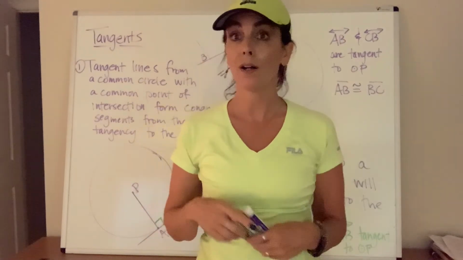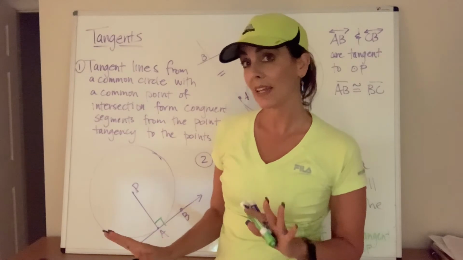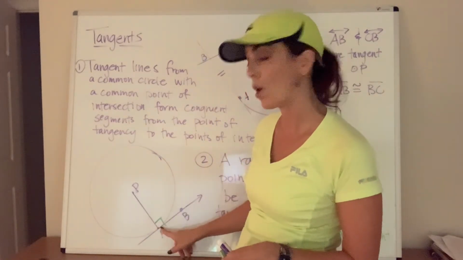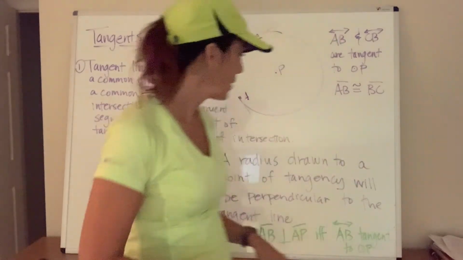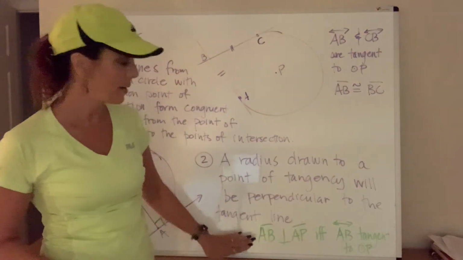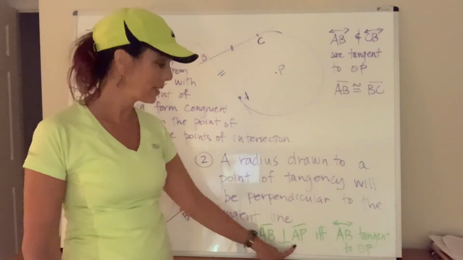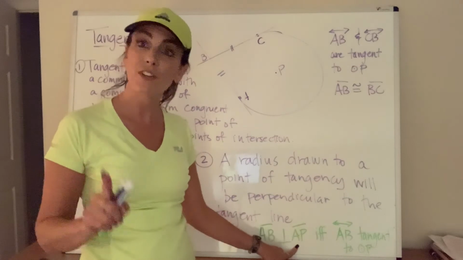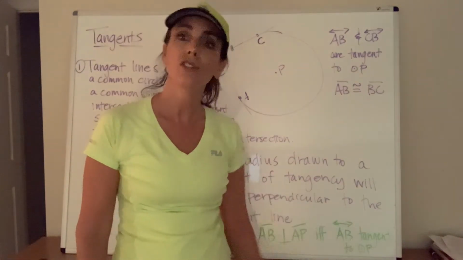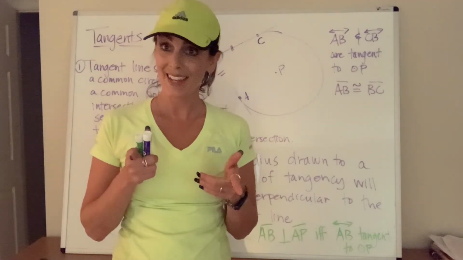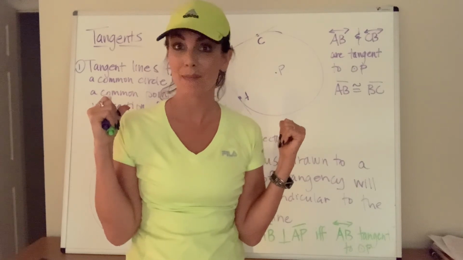So you can tell a lot about a drawing then. It doesn't have to say the line is tangent. If you've got a radius drawn to a point here and it's a right angle, we would know it's a tangent line. So we can summarize that in symbols by saying segment AB is perpendicular to segment AP if and only if line AB is tangent to circle P. Got it? Okay, so now let's use these two theorems in some examples. Here we go.